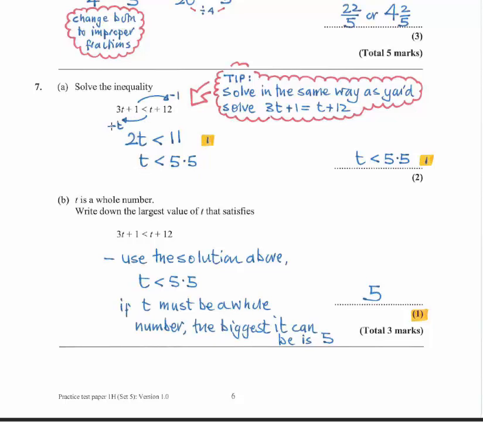I take the t over to here, it becomes minus t. And the plus 1 over to here, it becomes minus 1. You might like to think of it as taking 1 from here and taking 1 from here. Taking t from this side and taking t from this side. Whichever way, you get 2t < 11. And therefore, t must be less than 5.5. 2 marks for that answer. If you didn't get that answer, 1 mark if you've got that.